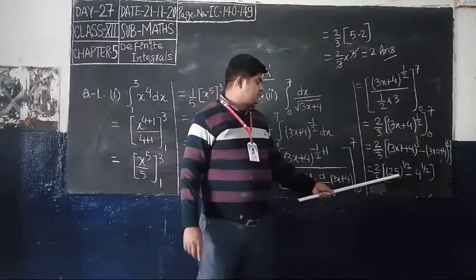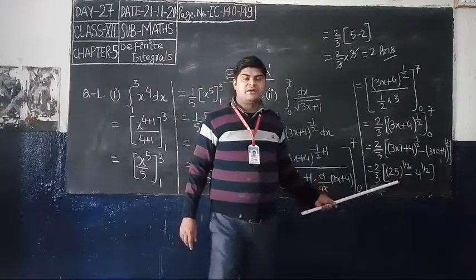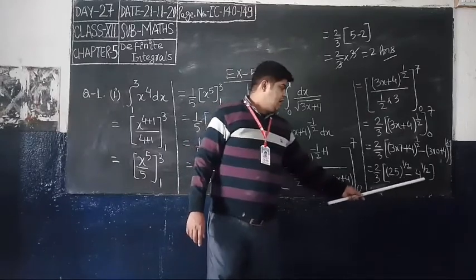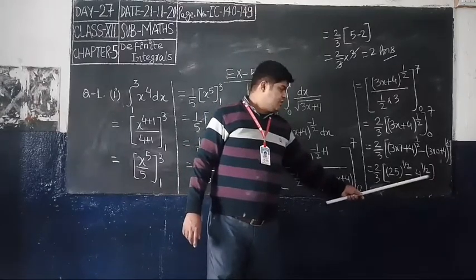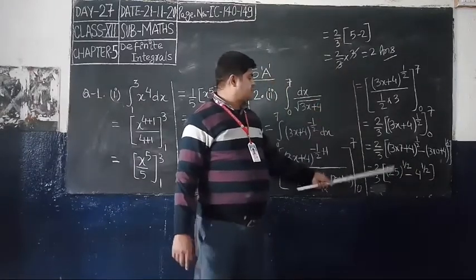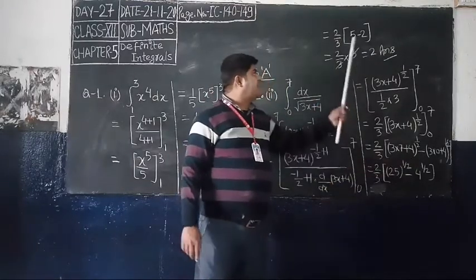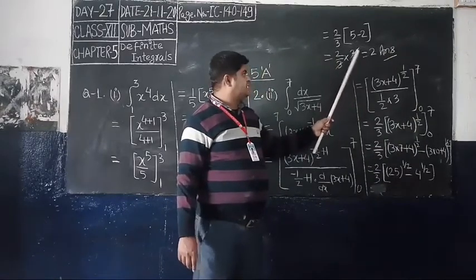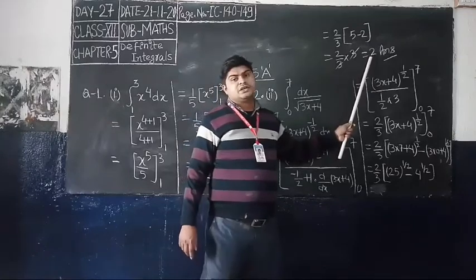Now 25 to the power half means square root of 25, and this becomes 5, and square root of 4 becomes 2. So 2 by 3 into 5 minus 2, which is 2 by 3 into 3. The 3s cancel out, so your answer is 2.